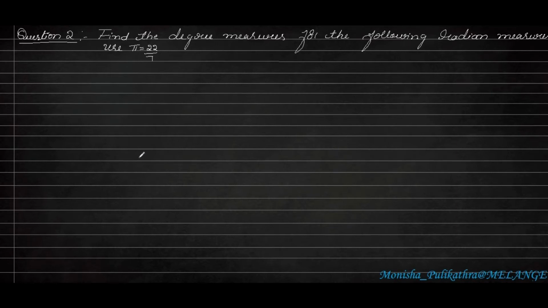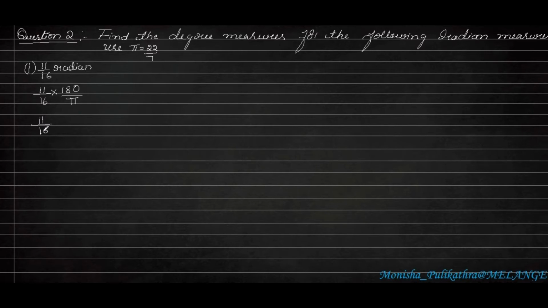Moving on to the second question. Here we need to find out the radian measures, whereas the degree measures will be given. So the first question is 11 by 16. Here 11 by 16 is the radian measure, which we have to convert into degree measure. To convert radian measure into degree measure, we multiply by 180 by pi. So 11 by 16 into 180 by pi. In the question itself they have given that we can take pi as 22 by 7.